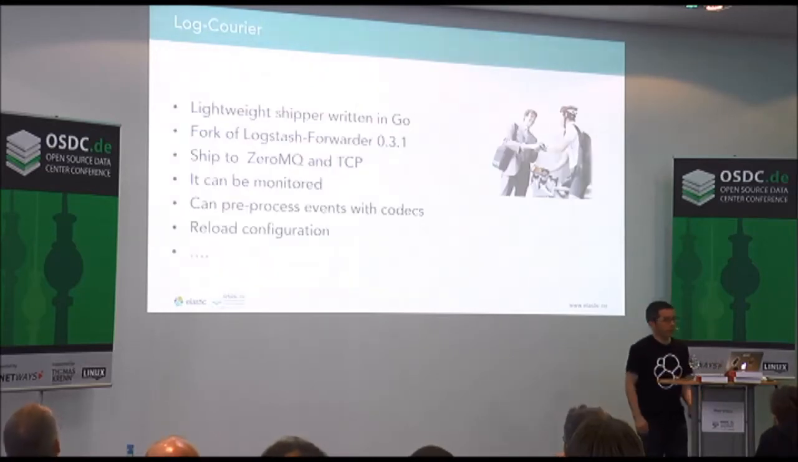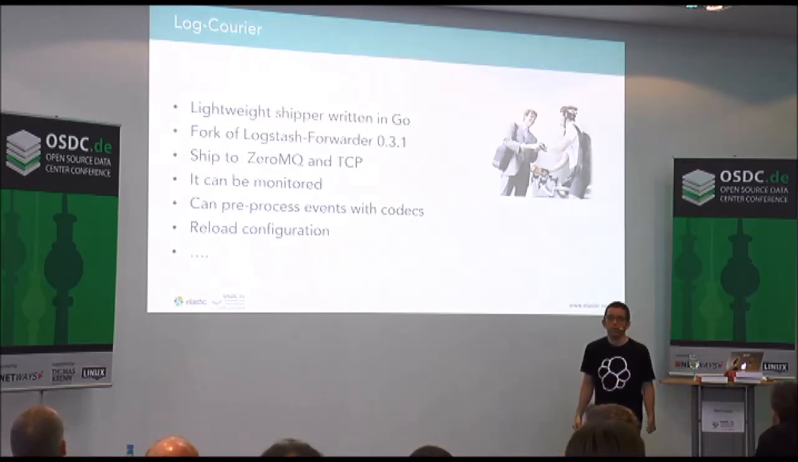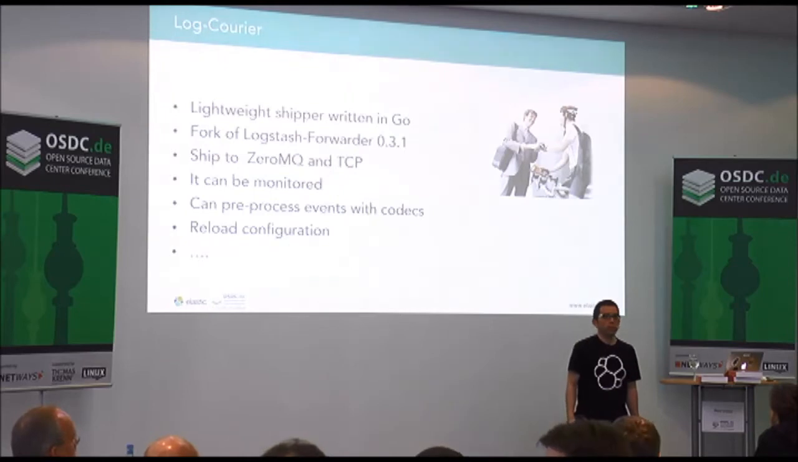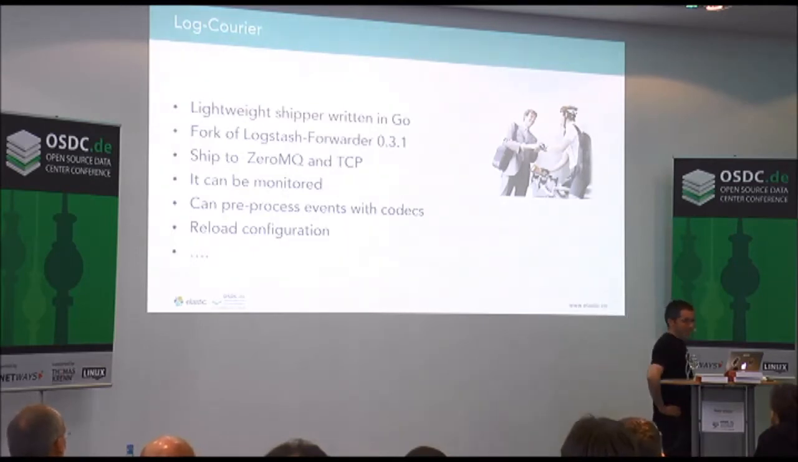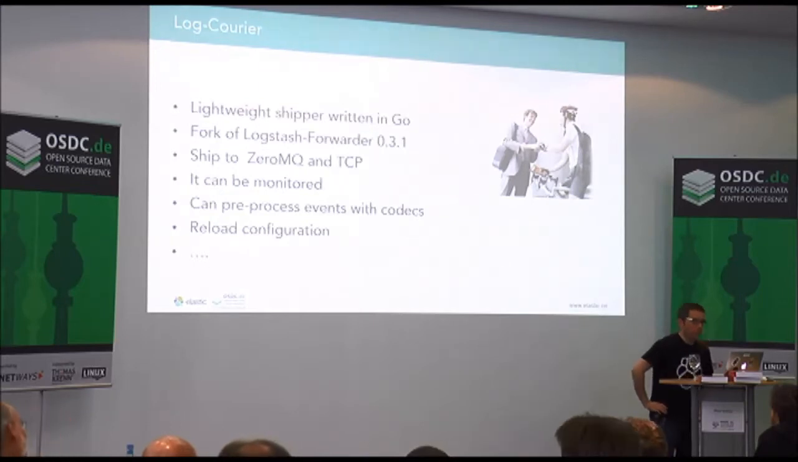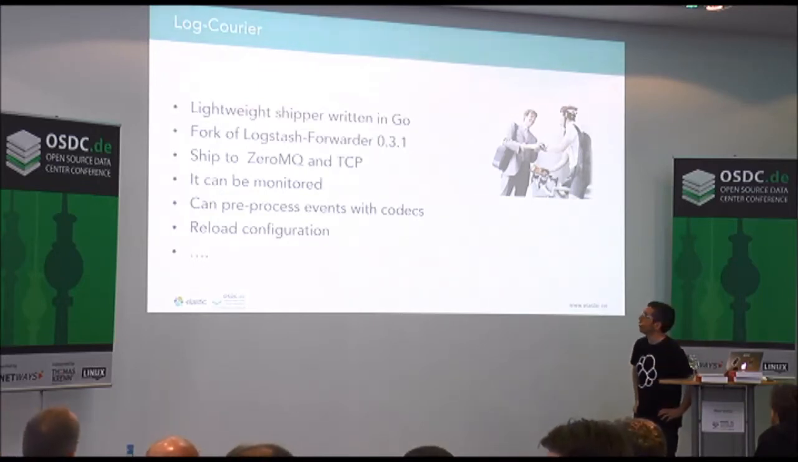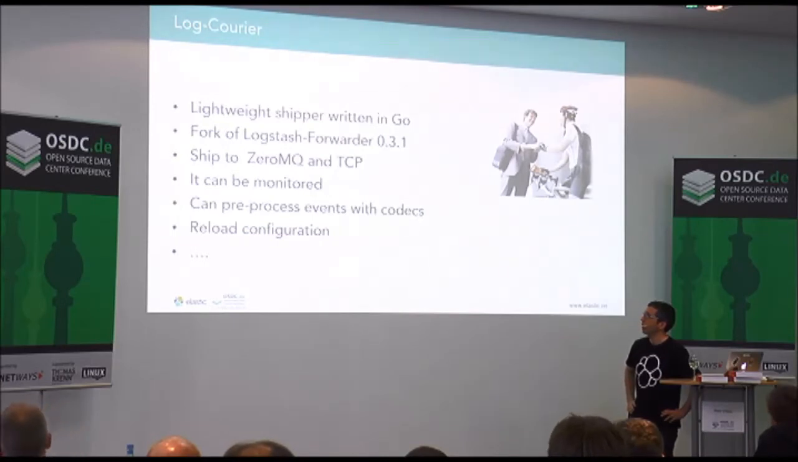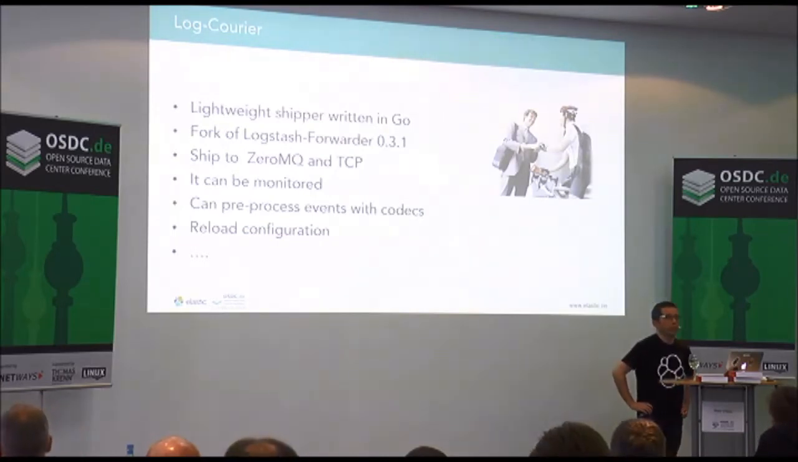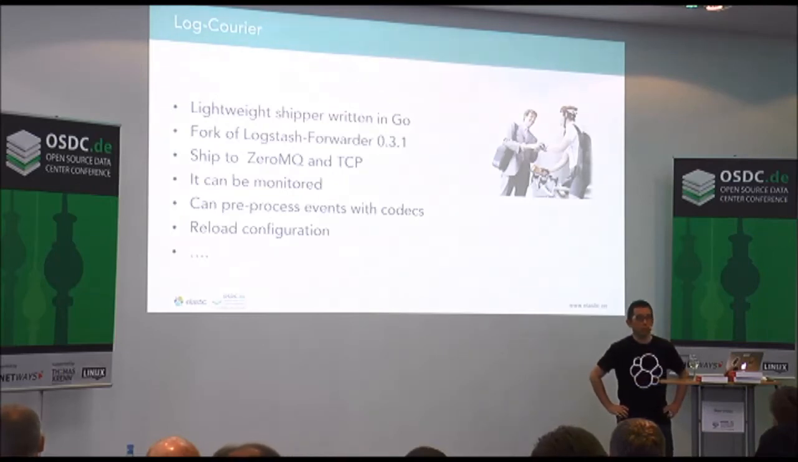Another lightweight shipper is Log Courier. How many of you here know and use Log Courier? That's not many. So the others just use Logstash bare metal, I mean, the whole Java thingy. That's good. It's also written in Go. It's basically a fork of the last 0.3.1 Logstash Forwarder, because one of the things that happened with Logstash Forwarder and Lumberjack is that it is a lot of effort to get it done and up, and it's Go too, and most of us are Ruby developers.